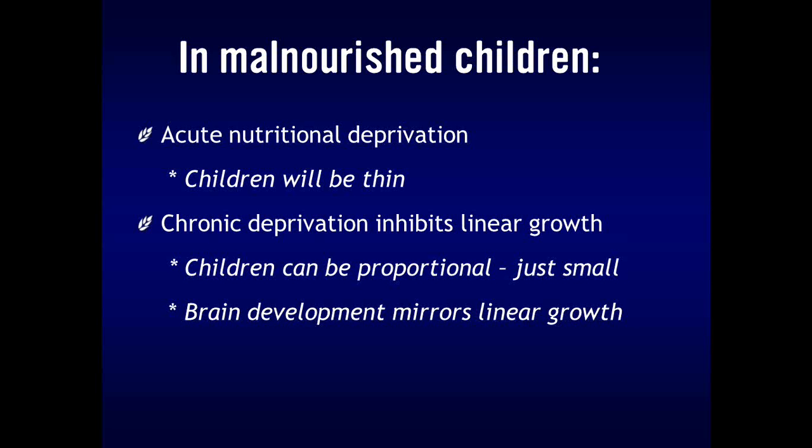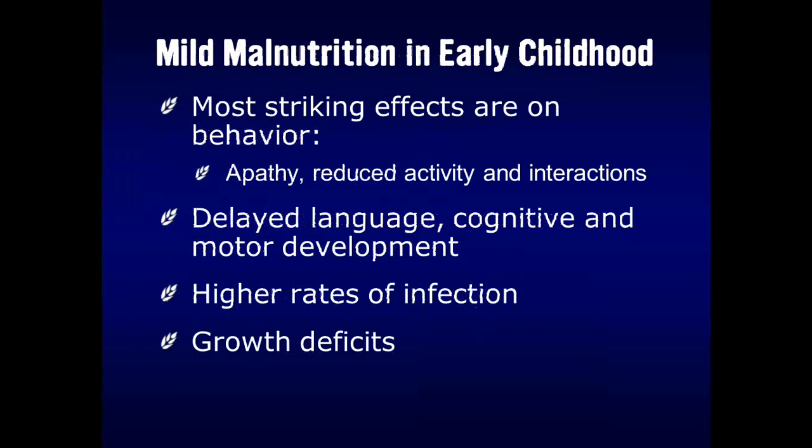And what's really sinister is that brain development mirrors linear growth. So if you're working with a kid who's failing to thrive or becoming malnourished, the typical scenario is you'll see them start to fall off the weight growth chart, followed by their linear growth becoming slowed, and then their head circumference will become slowed. That's the classic case, and of course, children don't always follow that classic example. To summarize where we come in the last bit, the most striking effects are on behavior with kids. Reduced activity and apathy, delayed language, cognitive and motor development, higher rates of infection, and growth deficits are all sort of a package with mild malnutrition.